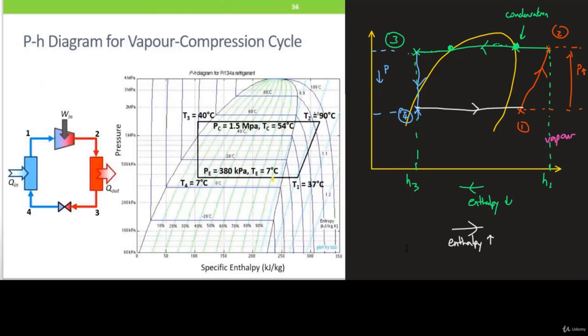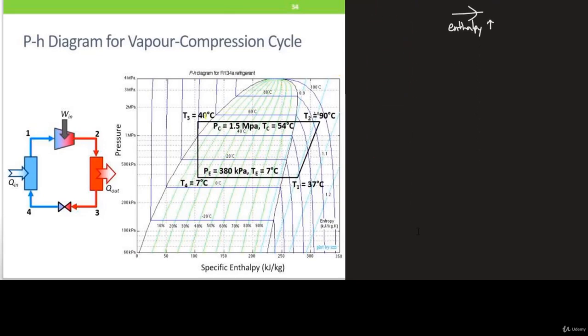So let's put some numbers into what I've just discussed with you. You will notice that there are some terms over here such as PE, TE, PC, TC, T1, T2, T3. What do all these terms represent? First, you may want to write it down above the vapor compression diagram at the left hand side.